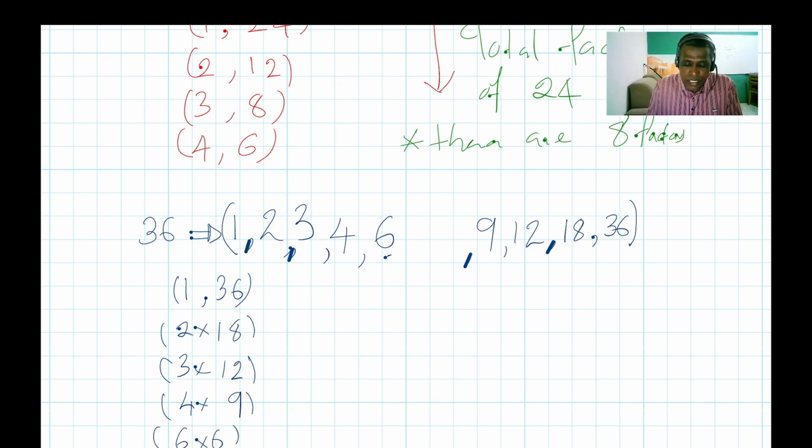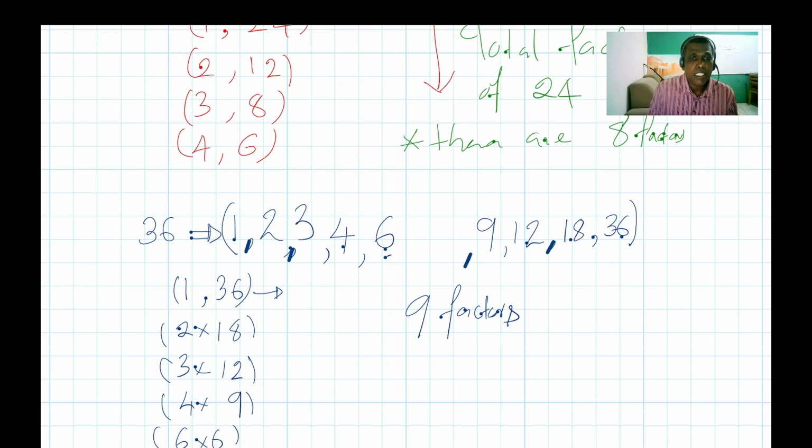So how many factors are there? 1, 2, 3, 4, 5, 6, 7, 8, 9. There are 9 factors. That means I can build 36 using these. These are tables in which I can find 36. These are the pairs of factors.